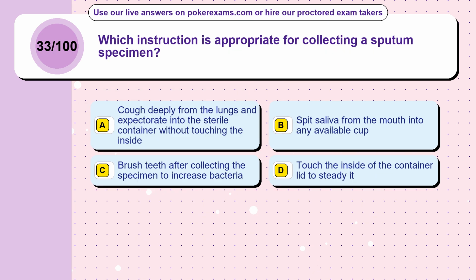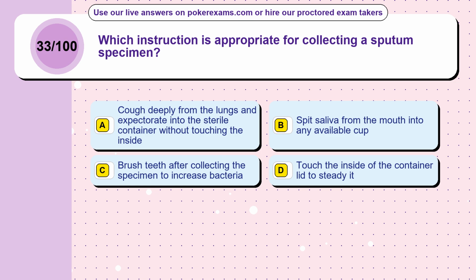Question 33. Which instruction is appropriate for collecting a sputum specimen? Option A. Cough deeply from the lungs and expectorate into the sterile container without touching the inside. Option B. Spit saliva from the mouth into any available cup. Option C. Brush teeth after collecting the specimen to increase bacteria. Option D.